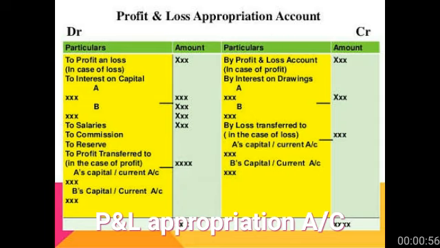The second thing you can see on the debit side is interest on capital. Capital interest, you all know, is an expense for the business, because the capital is brought by the partners in the business, so the business will have to pay interest on that. So interest is an expense for the business. Till now you have recorded interest on capital on the debit side of profit and loss. Now we will write down interest on capital on the debit side of profit and loss appropriation account.